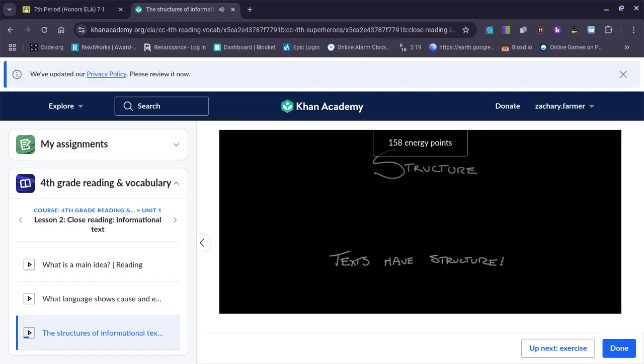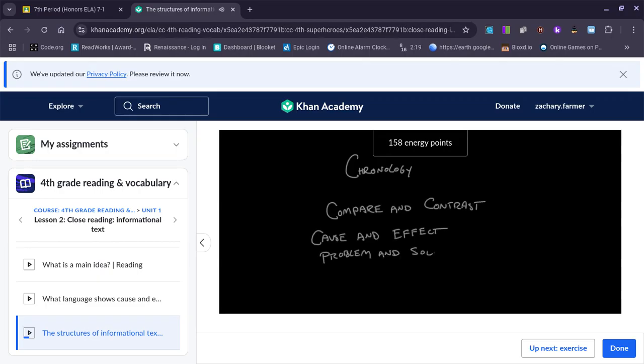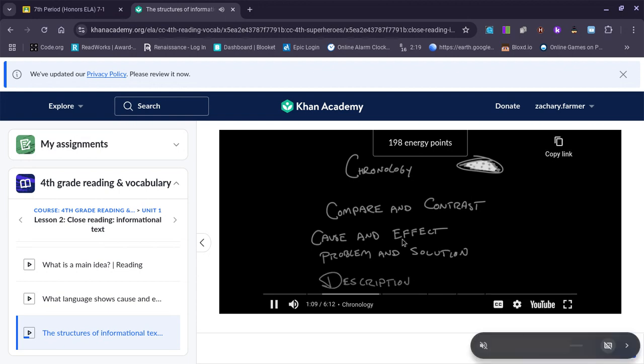Now, there are many ways to structure a piece of writing, but today I want to talk about 5. Chronology, compare and contrast, cause and effect, problem and solution, and description. Let's talk about each one in turn, using the medium of one of my favorite foods, pizza. I recognize that's a really weird looking pizza, but you can learn anything. I'm going to get better at it before this video is over.